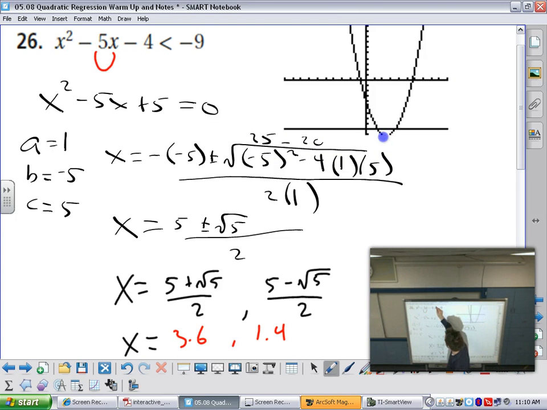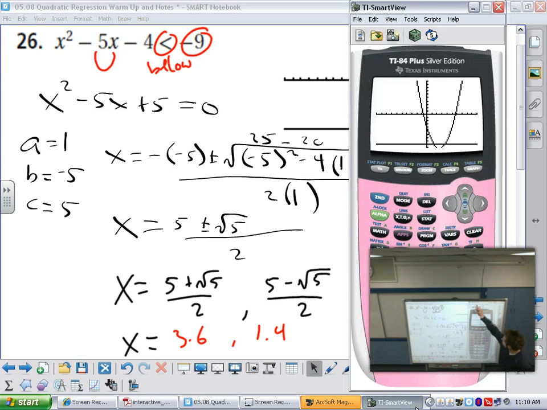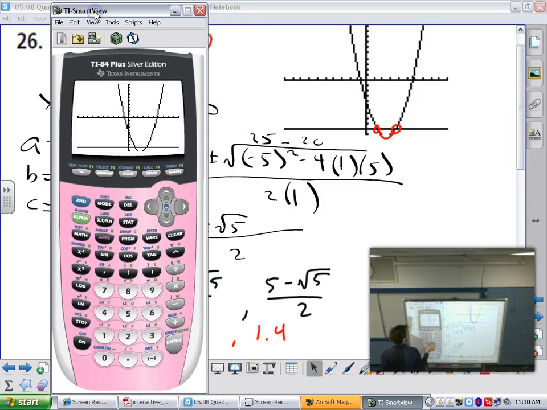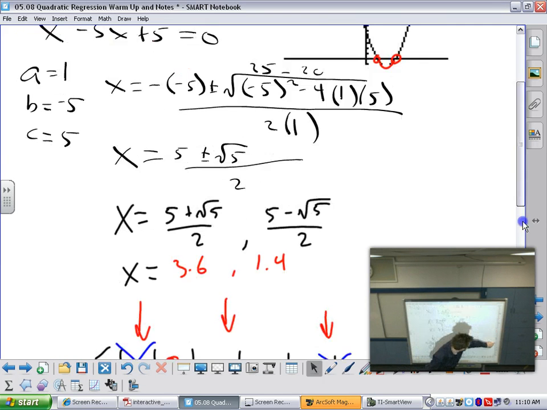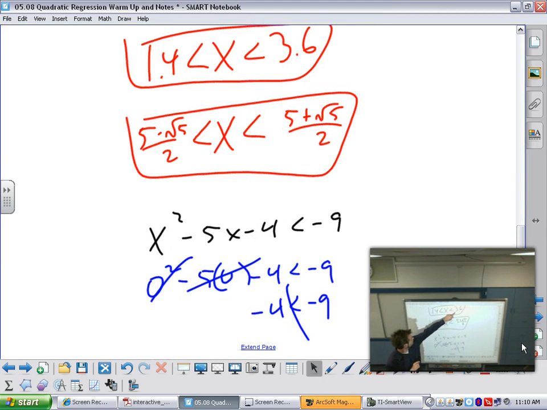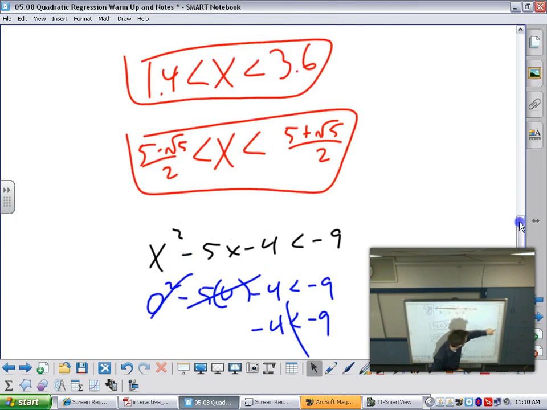Where is the parabola below the line? The little tiny space right down here. See that? On your own, right now, just to make sure that you can do it, can you please use the second trace intersect thing to find those two x values? Please, right now. You should find that they are the same x values that we got here, 3.6 and 1.4.